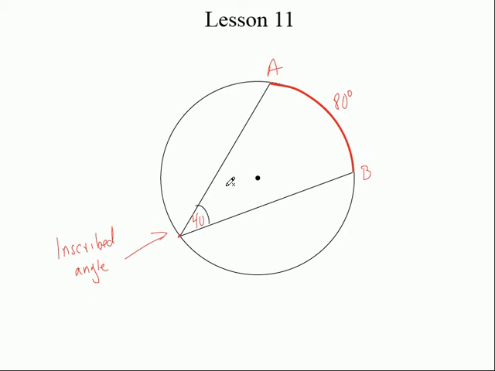So that's one thing that you have to remember, that the arc is twice as big as the inscribed angle. All right? That's inscribed. That's when it touches the circle right here. The arc is twice as big as the angle. With me? All right. Let's do a little bit more with this.